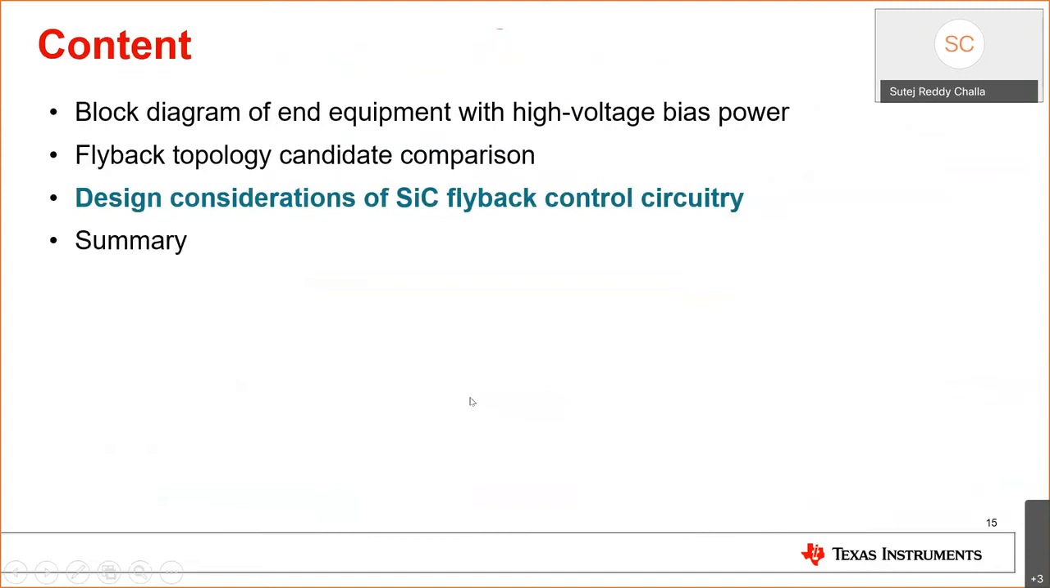Now we have seen the main application use cases for these silicon carbide based aux power supplies, and the advantages of a SiC based aux power supply compared to a silicon based cascoded flyback topology. Let's get into a deeper understanding of the design considerations for driving a SiC based flyback aux power supply.